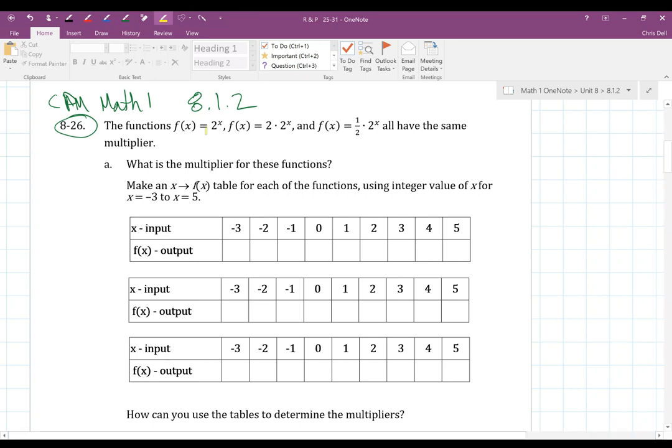It says the function f of x is equal to 2 to the x. So you have this function. There's three different functions. You have that function, and then f of x is equal to 2 times 2 to the x, and then f of x is equal to 1/2 times 2 to the x. All have the same multiplier, right? So what do we know?